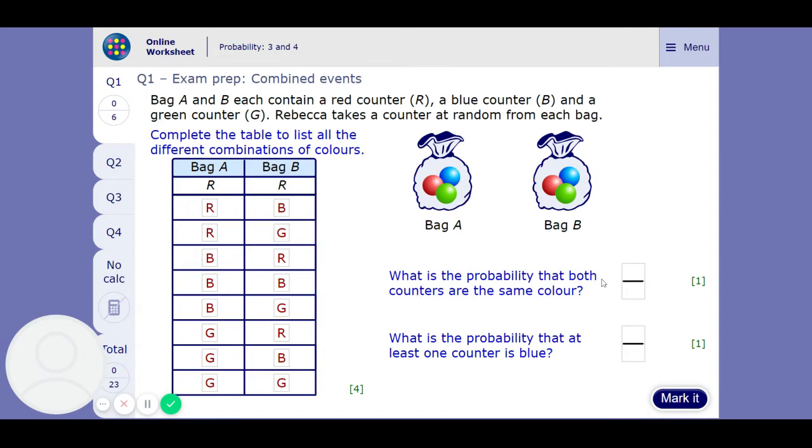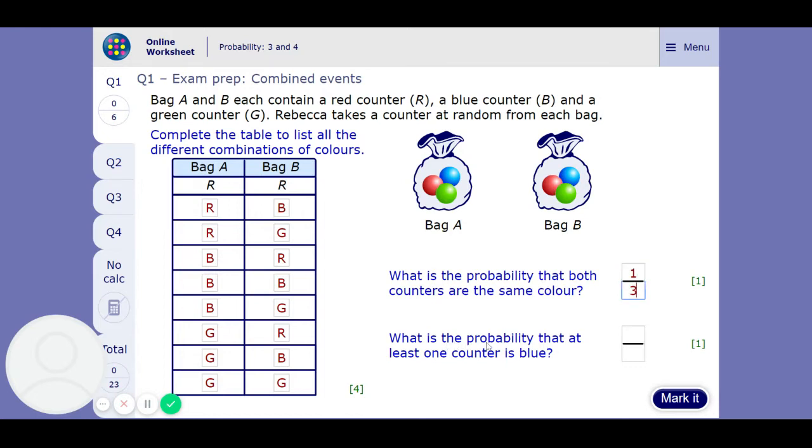So what's the probability that the counters are both the same color? If we look at the possibility list, we've got 1, 2, 3, 4, 5, 6, 7, 8, 9 different things that could happen. And 1, 2, 3 of them, the red, red, the blue, blue, and the green, green, are the same. So 3 over 9, that simplifies to 1 over 3.